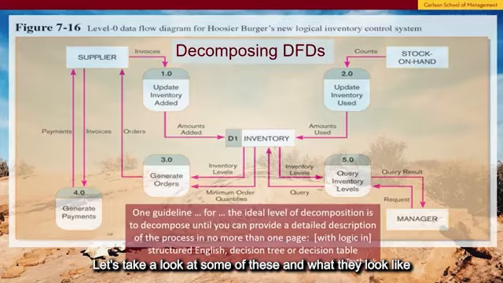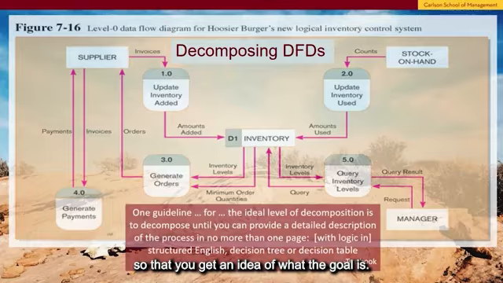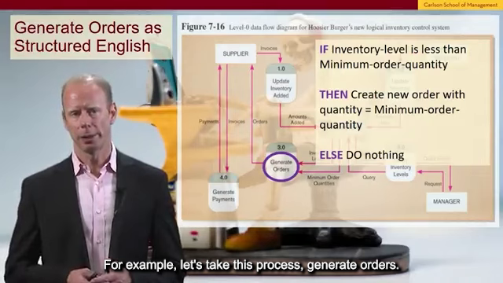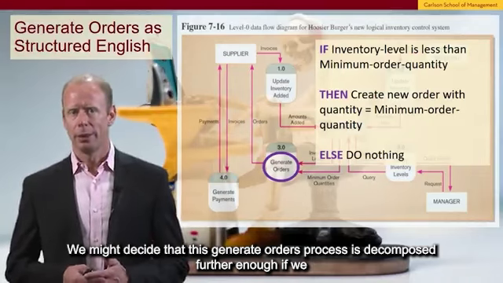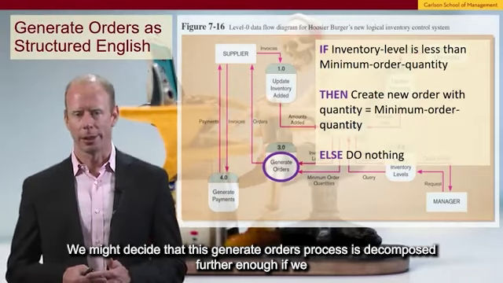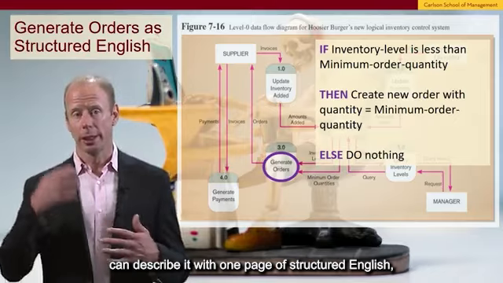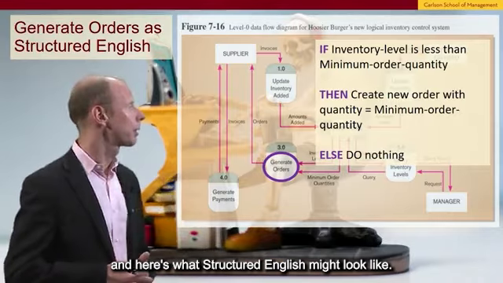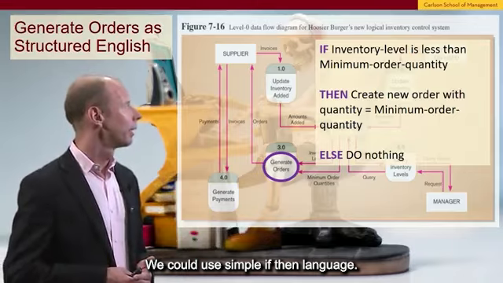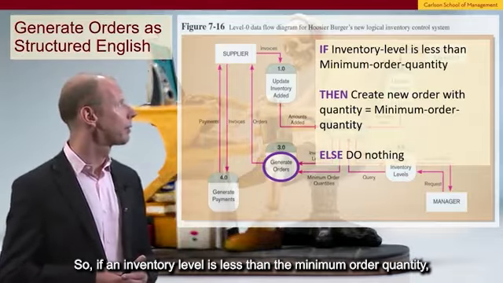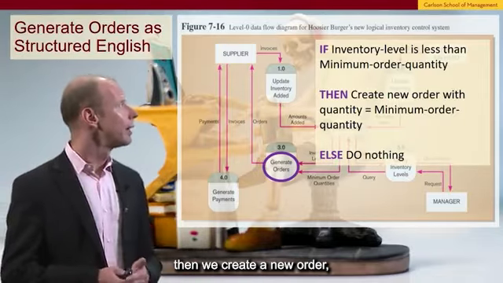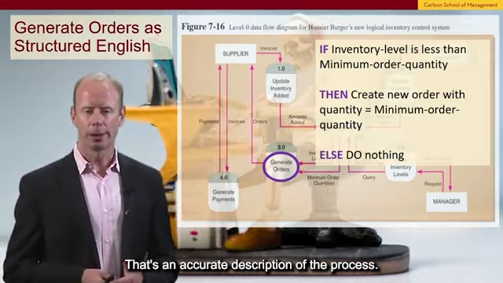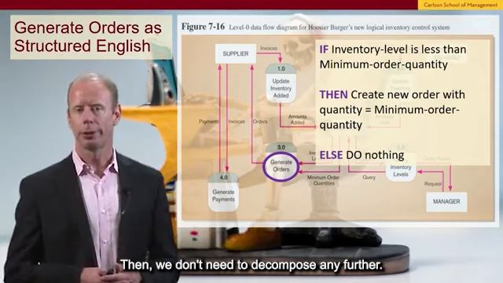Let's take a look at some of these and what they look like so that you get an idea of what the goal is. For example, let's take this process, generate orders. We might decide that this generate orders process is decomposed far enough if we can describe it with one page of structured English. And here's what structured English might look like. We could use simple if-then language. So if an inventory level is less than the minimum order quantity, then we create a new order. Otherwise, we do nothing.